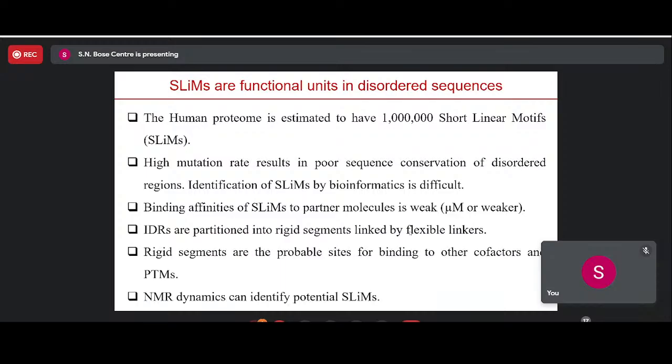So we say that NMR dynamics is something that can be very useful to identify potential SLiMs. What NMR dynamics will do is identify these rigid segments. Now, it's not possible that all rigid segments will turn out to be SLiMs, but some of them can be. So that is a good starting point to look at.